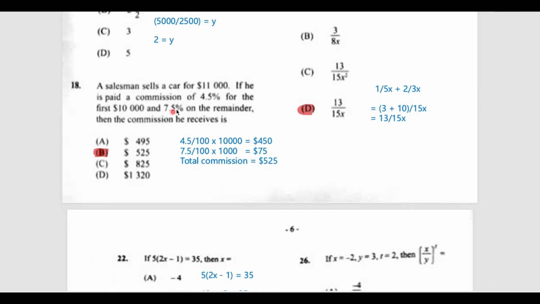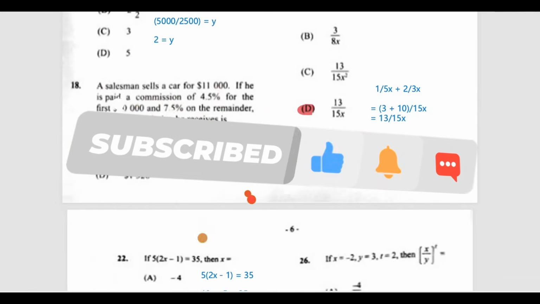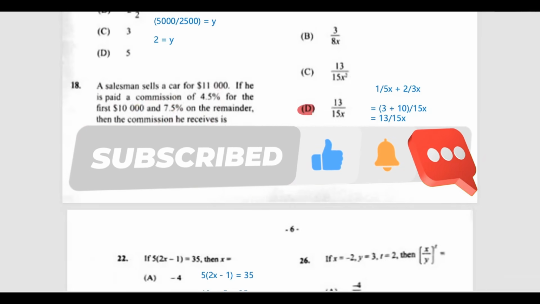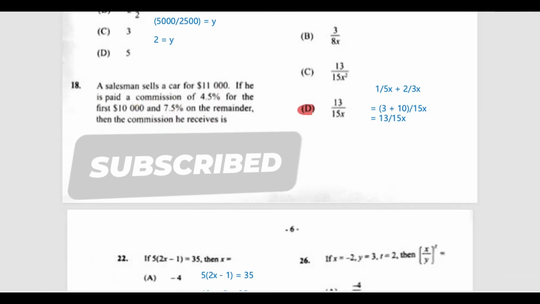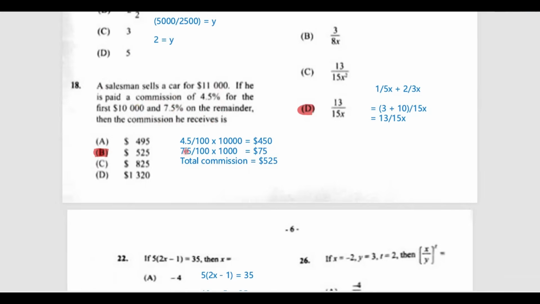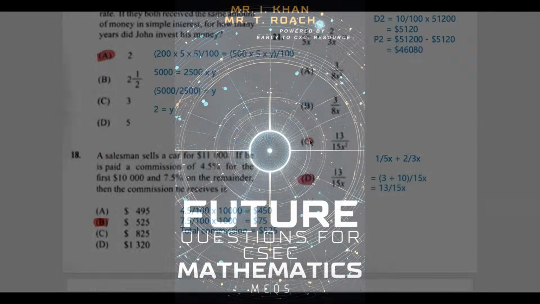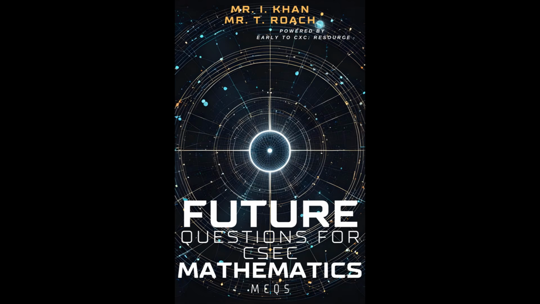And then you find 7.5% on the remainder. The remainder will be 1,000, because remember it's 11,000 in all, so 11,000 minus 10,000 is 1,000. So it's 7.5 over 100 by 1,000. Cross out two zeros, top and bottom, you get 7.5 by 10. That means move your point 1 place to your right, you get $75. What we do after that is add both of them, and you will get $525. That's B.